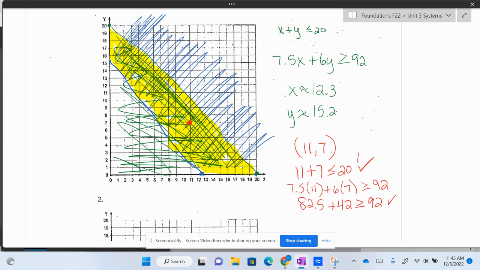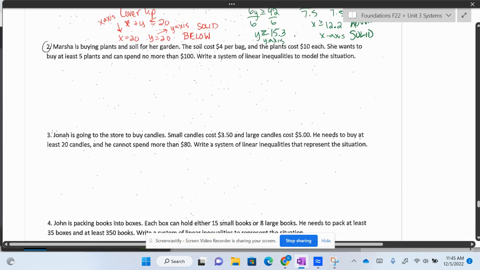So remember that any point inside the solution area is going to work. Okay. Do you guys remember that? Okay, let's go to the next one.